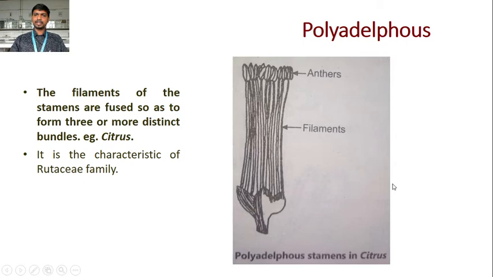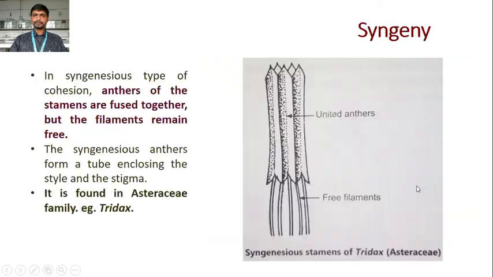Okay, so this is about the adelphi. Next to this is syngeny. So what is syngeny? In syngeny, anthers are united, anthers are fused, while the filaments are free. That is called syngeny. So in syngenesis type of cohesion, anthers of the stamens are fused together, but the filaments remain free. Anthers are united, filaments are free.